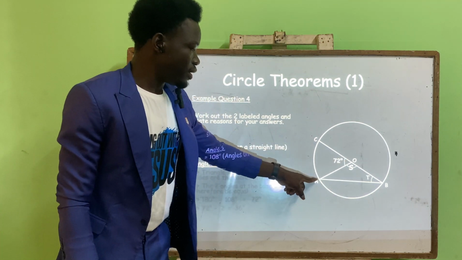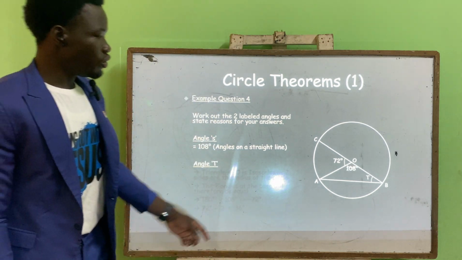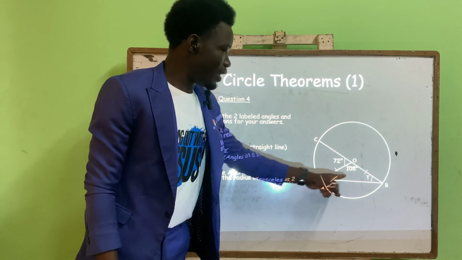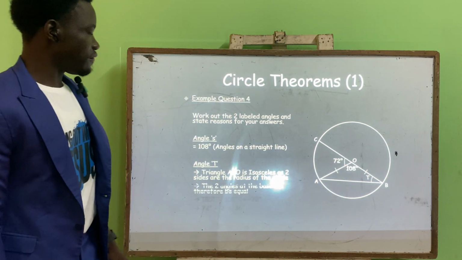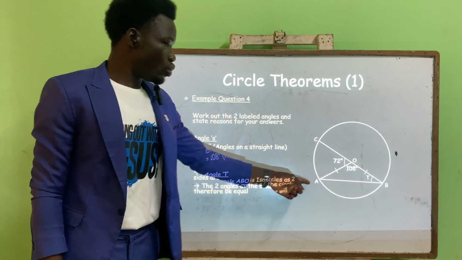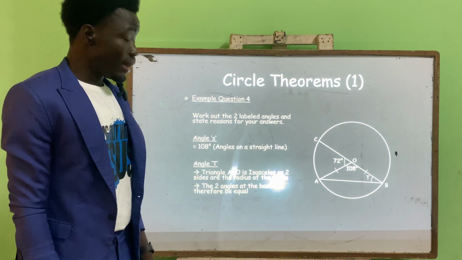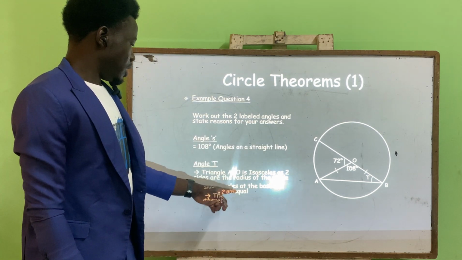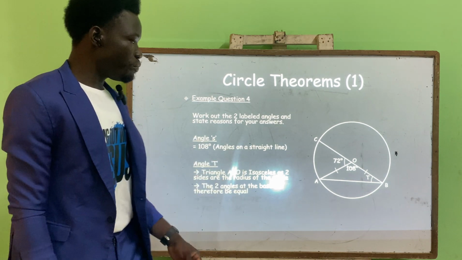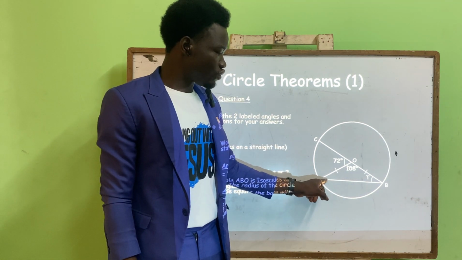But remember, this is a radius and this is also a radius. Which means that if I have this line being equal, then I can find my T. Triangle ABO is an associated triangle because of the two lines being equal, with the center as O. The two angles at the base will therefore be equal. So here, this angle and this angle are equal, so I can say that this is also T.